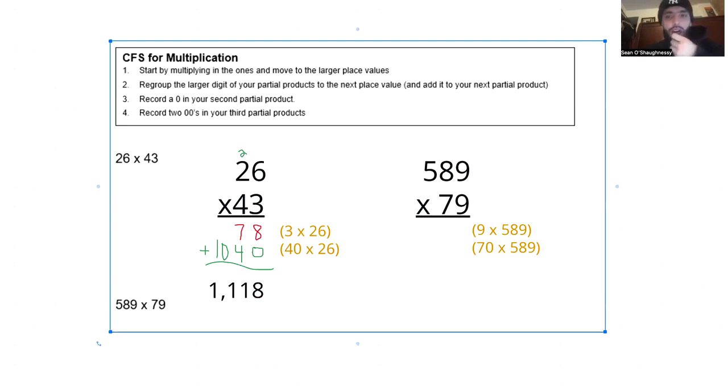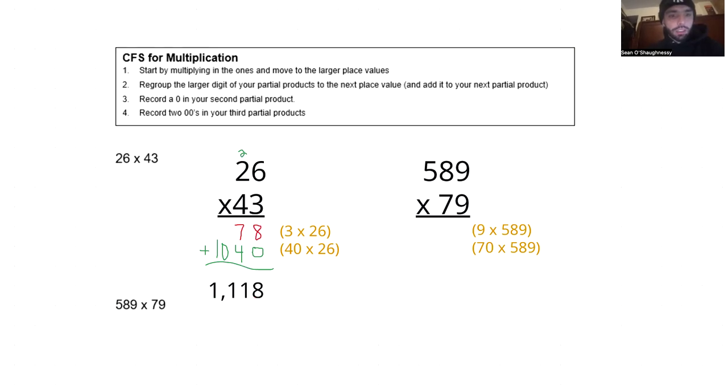1,118. Box my answer here. Take a look at the next one. We're looking at 589 times 79. Now we're starting with the nines. We're doing the same thing. We're doing 9 times 9, then 9 times 8, then 9 times 5. Then we're putting our placeholder zeros. Then we're doing 7 times 9, 7 times 8, then 7 times 5. We're always starting with the ones, even when we've moved to the tens.